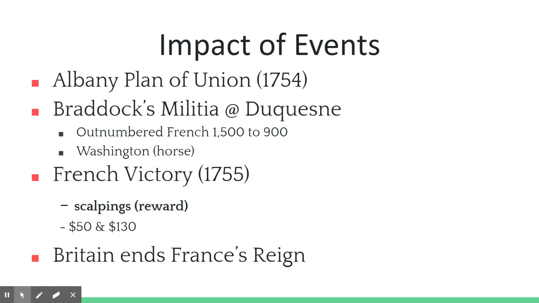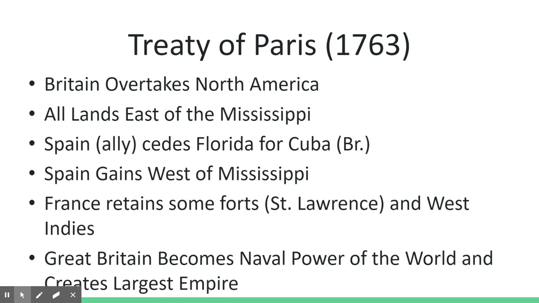So, 1755 was essentially the French were winning. There were scalpings because they had the natives on their side, and so the British decided that they were going to do the same thing. And the government actually offered $50 for a woman's scalp and $130 for a warrior's scalp, just to get people interested in fighting. It all ends in 1763 with the British winning.